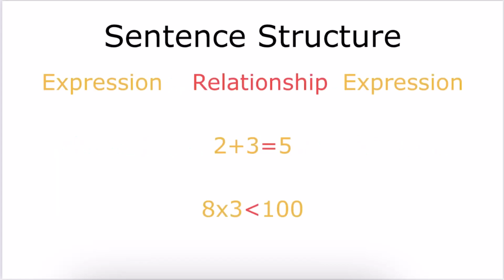So math sentences have a similar type of structure where every single math sentence will have two expressions and a relationship that connects those two expressions. So for example, in the equation or math sentence 2 plus 3 equals 5, 2 plus 3 is one of the expressions, 5 is the other expression, and the relationship between those two expressions is an equal sign. Because if I have two things and I combine them together with 3, that's the same or equal to having 5 things. You can also have other relationships, though.